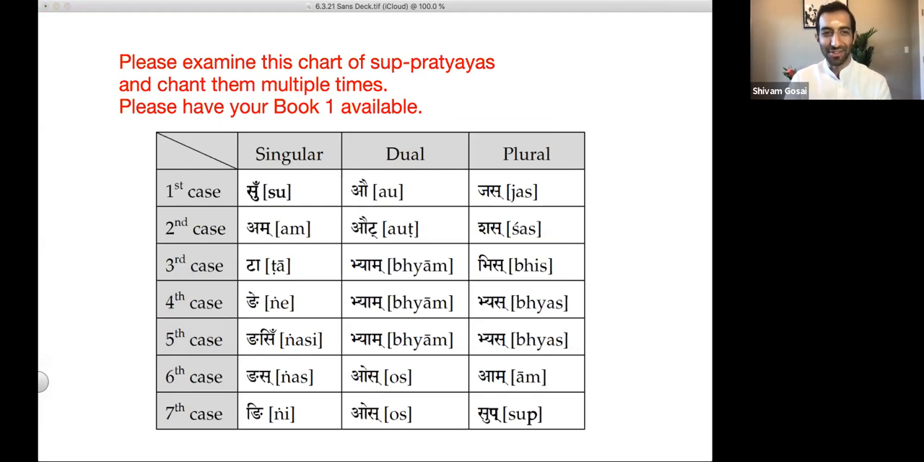So we'll chant this chart of supratyayas. You can repeat after me. Su ojas, ot shas, tabhyam bhis, ngebhyam bhyas, ngasi bhyam bhyas, ngas os, ni os sup. Okay.